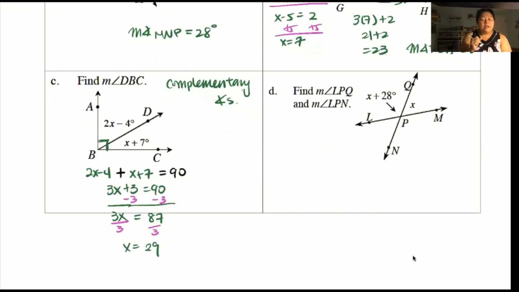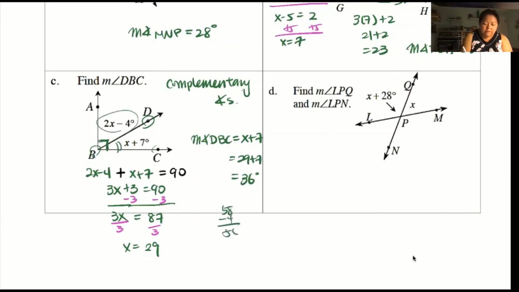Okay, now again, am I solving for x? It says find the measure of angle DBC. If I follow the letters DBC, it's this angle here. Measure of angle DBC equals x plus 7. So it's 29 plus 7, that's 36 degrees. Now let's do a quick check. If I plug into the other one, 2x minus 4, that's 58 minus 4, that's 54 degrees. Wait, Miss Chu, they're not equal. They're not supposed to be equal. This 54 plus the 36 should be 90, and it does. So our answer is correct, right?